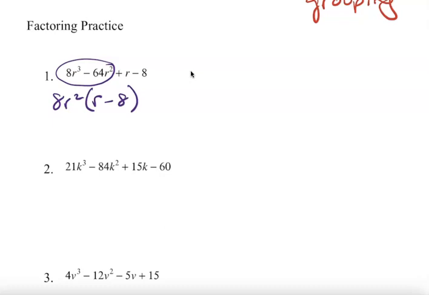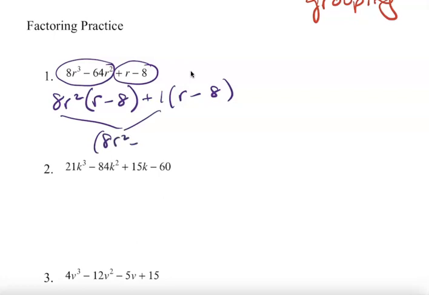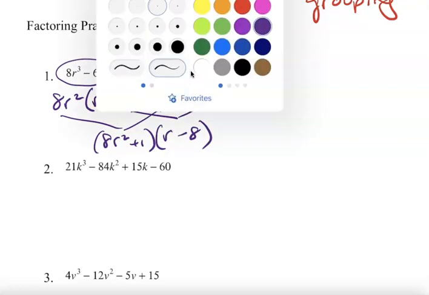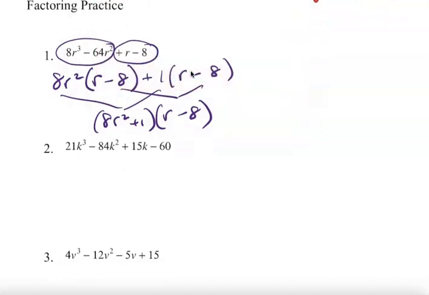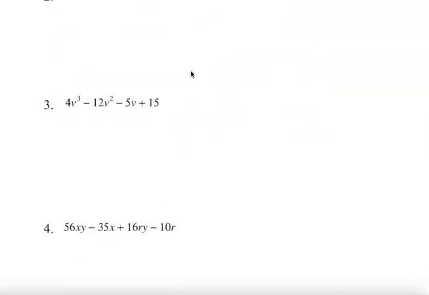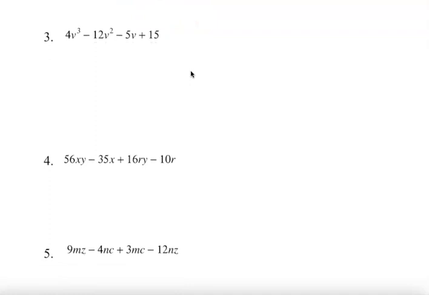Then take the second 2 terms, and what do they have in common? They have a 1 in common, and there's an r minus 8. First 2 terms go in their own parenthesis. The second 2 are the same, and they go in their own parenthesis. Done. Grouping. It's kind of a nice little trick. All right, here's 1.